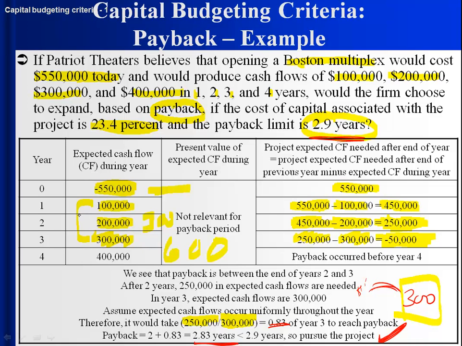And so again, why is payback 2.83 years? Well, in 1 year they'll have gotten 100. In 2 years they'll have gotten 200. And then in 0.83 of that third year, they would have gotten 0.83 of 300,000, which, it's really 0.833333, is the last 250. 100 plus 200 plus 250 gets us our 550.